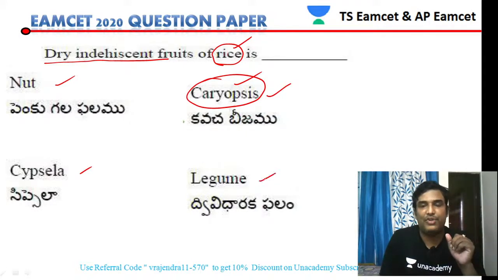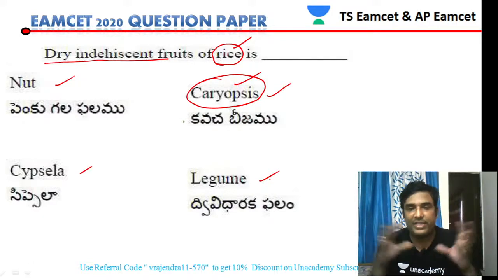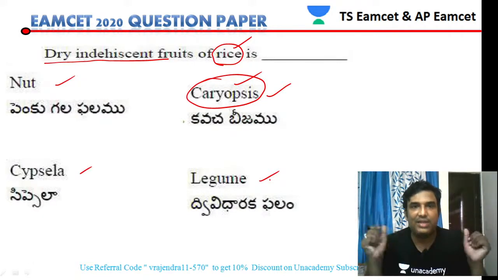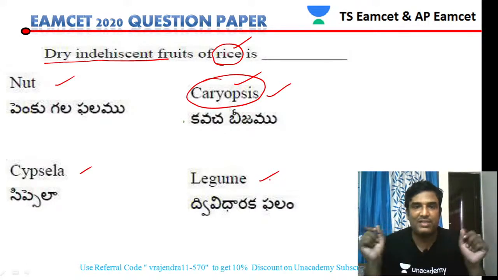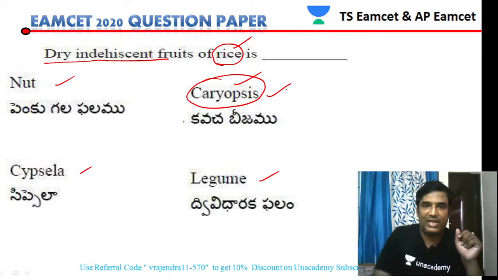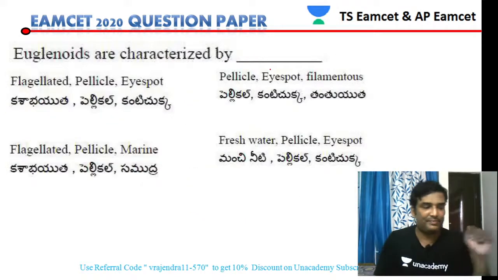Caryopsis will be the answer. Legume is no doubt a dehiscent fruit. The fruit will undergo dehiscence and release the seeds. Similarly, Cypsela also will dehisce and release the seeds. So specifically the question is asking about rice. Rice is a caryopsis, so that is the answer.